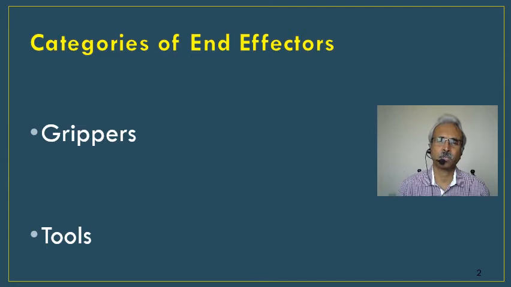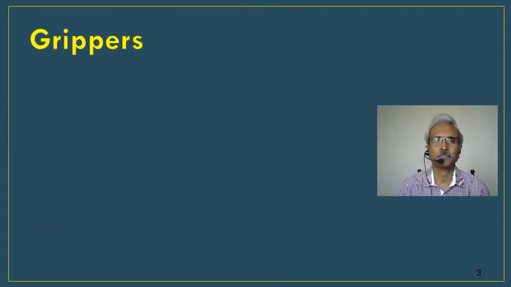As I told you, the end effector can hold an object. In that case it's called a gripper. Sometimes, instead of a hand or a grasping device, you attach a tool to the wrist so that it performs a different task. So these are the two major categories of end effectors. Of course, we'll discuss them one by one.